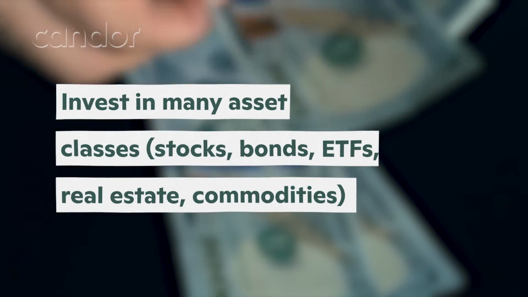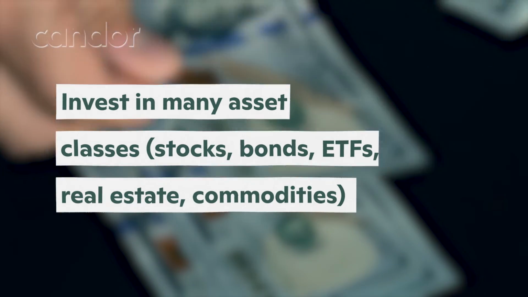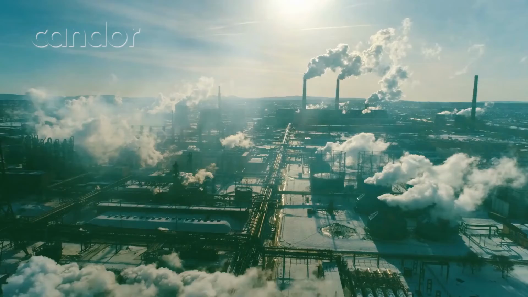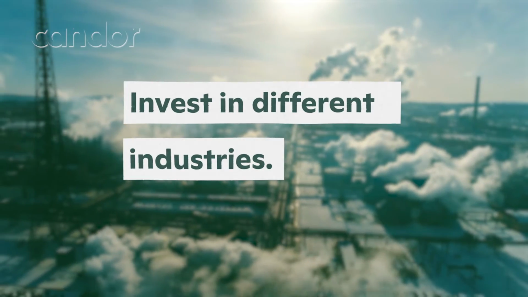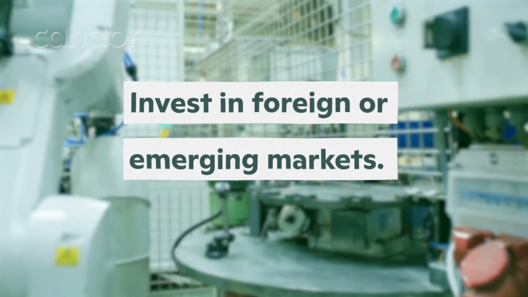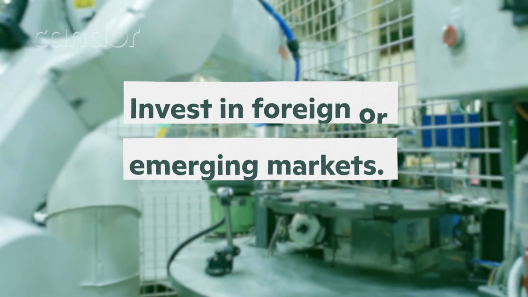So how does one diversify their portfolio? Investors can achieve diversification in many ways. One approach is to invest in many asset classes like stocks, bonds, ETFs, real estate, and commodities, just to name a few. A second approach could be to invest in different industries. A third option could be to invest in foreign or emerging markets. A well-diversified portfolio would contain some level of variety in all three of these approaches and more.